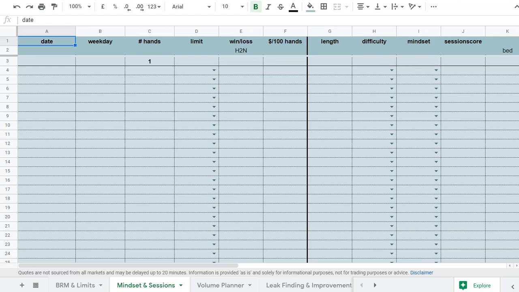This will be especially useful if you're playing on a room that doesn't support trackers, but even if you play in a room that supports trackers, it can sometimes be worth taking a manual log of results so we can see how it correlates to our mindset.